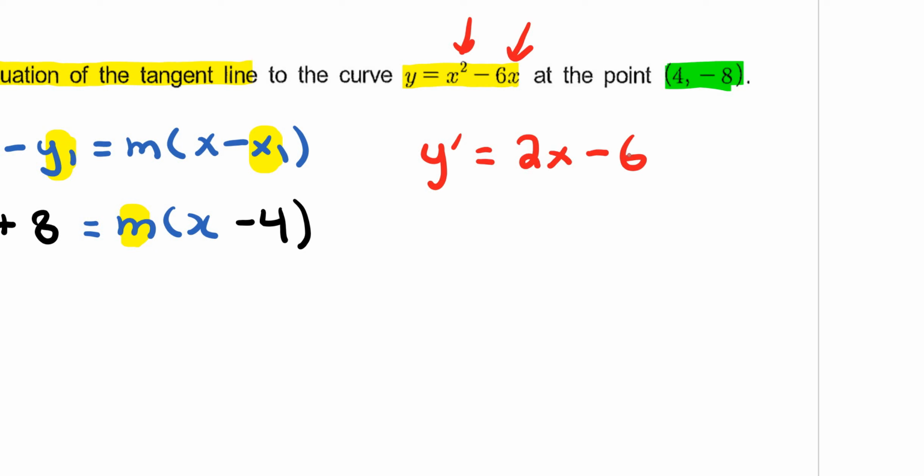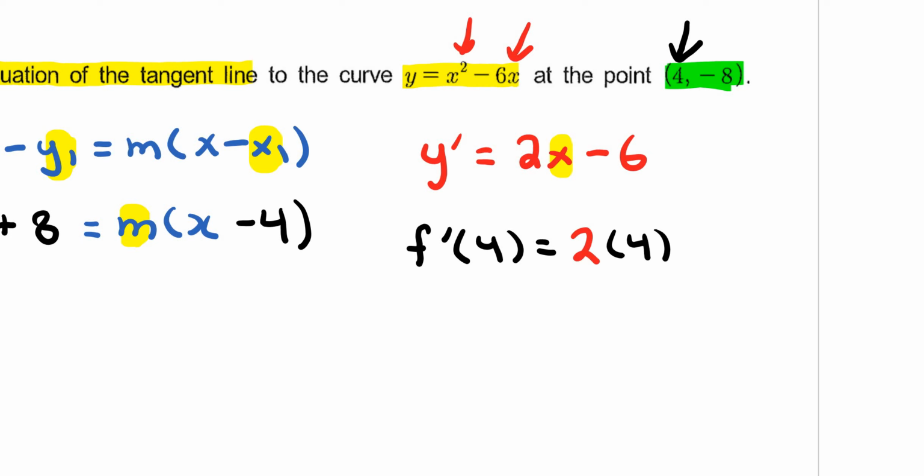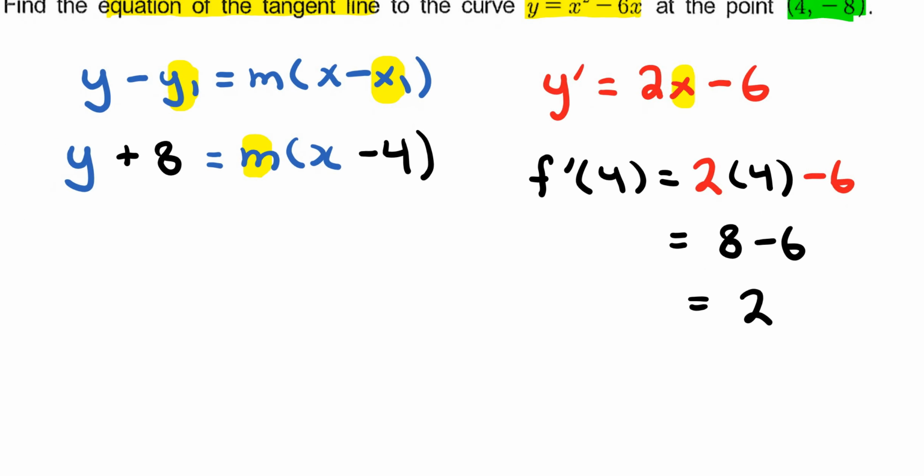Okay, so that's your derivative, and we want to find the derivative value when x equals 4, right? So I'm going to change up my notation and write f prime of 4. Anytime I see an x value, I just replace that with 4. So this will be 2 times 4 minus 6. 2 times 4 is 8, minus 6, and I have a value of 2. So that means my slope value there is going to be 2. So my final answer is now y plus 8 equals 2 bracket x minus 4. That's the equation of the tangent line for that problem.